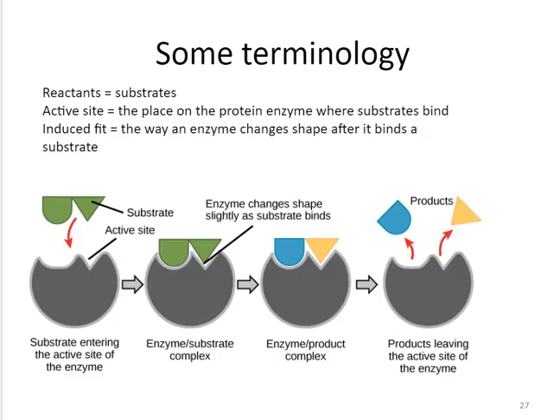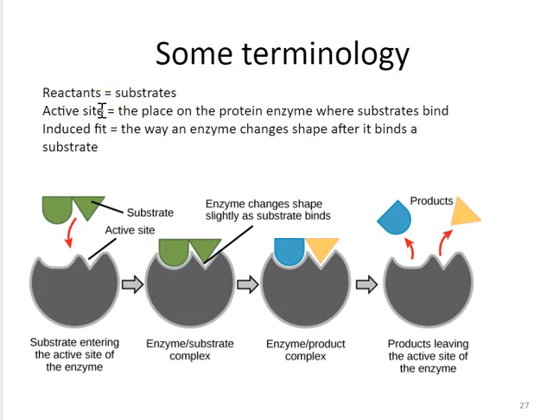So some terminology around all of this. When you're discussing chemical reactions that are being catalyzed by an enzyme, instead of using the word reactants, we use the word substrates. So substrates are the chemical reactants, and they are going to bind or stick to a particular place on a protein enzyme, and that particular place is called the active site.